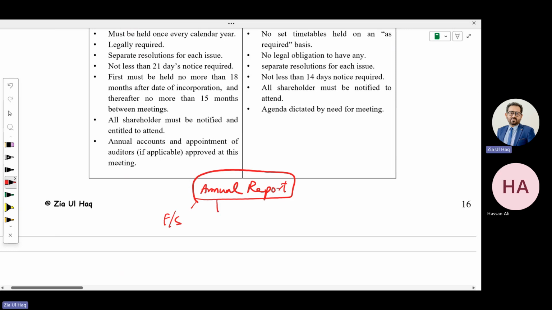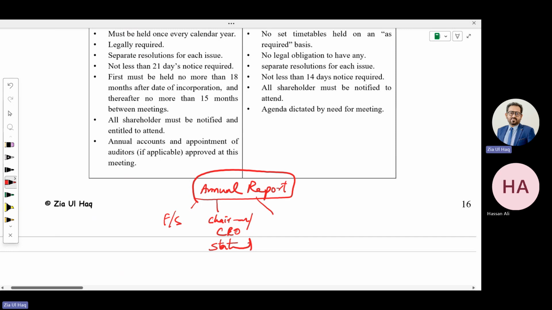In the annual report, the company needs to include the chairman and CEO statement. The chairman and CEO will make their statements in the annual report, explaining how long they have been associated with the company and what they have done during the year in the best interest of the company. They need to write a statement that should be included in the annual report.